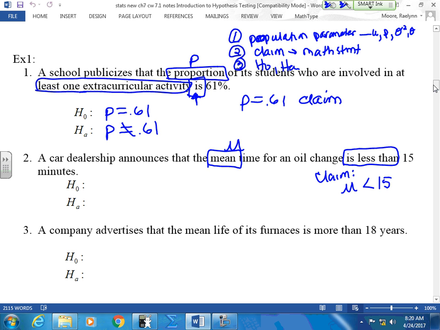So is this my HO or my HA? HO? Why? HA? Why? No equal sign. The HO contains the equal sign. So what is the complement, the opposite of being less than? More than. More than. So if I just did this, what happens? Who gets it when it's equal to 15? Or equal to. And the HO has to contain the equal sign.